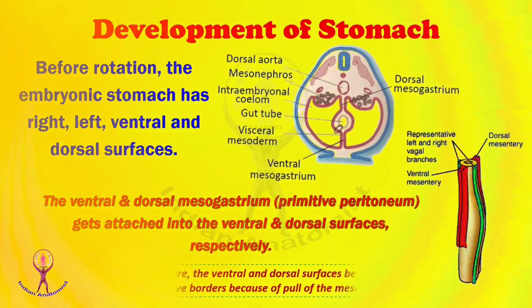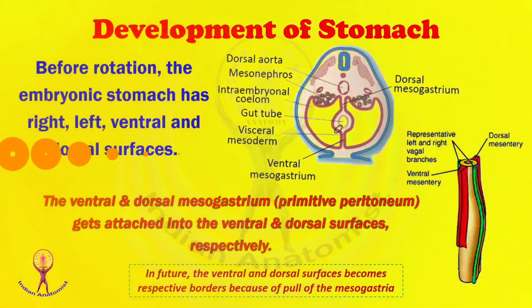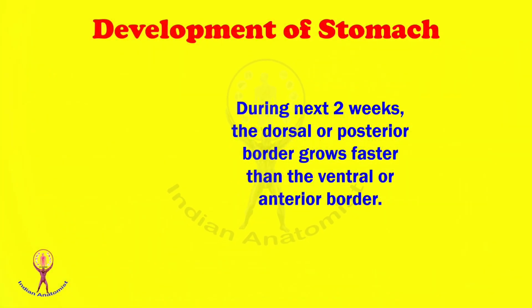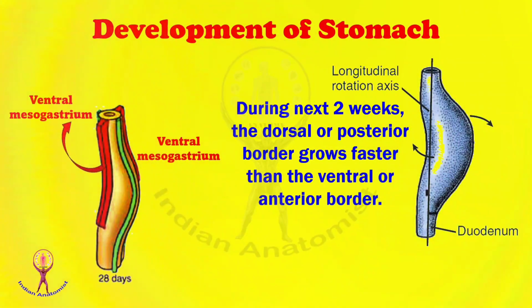In the future, the ventral or anterior and dorsal or posterior surfaces become respective borders because of the pull of the mesogastria. During the next 2 weeks, the dorsal or posterior border grows faster than the ventral or anterior border.